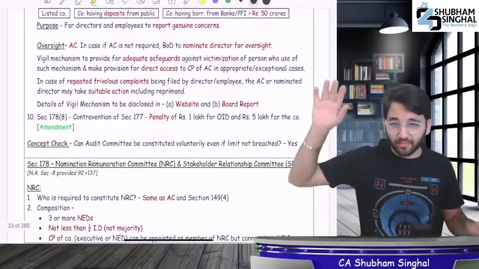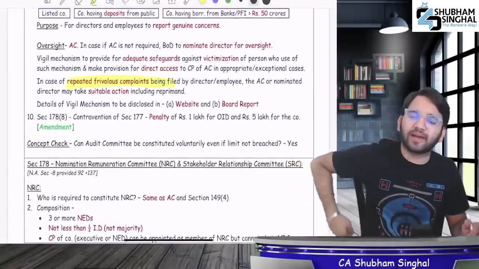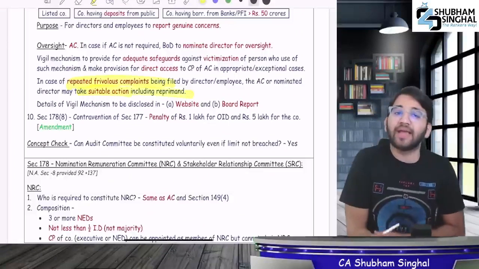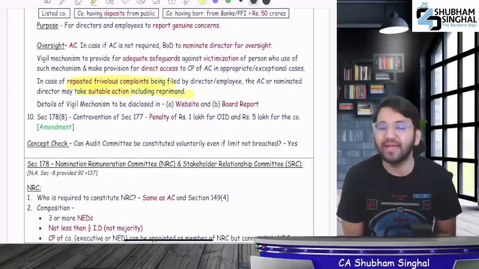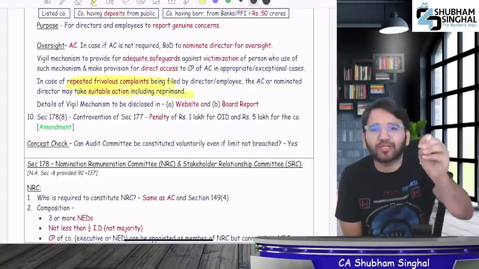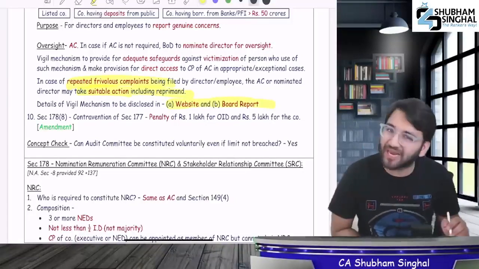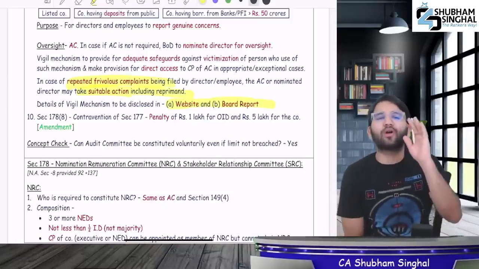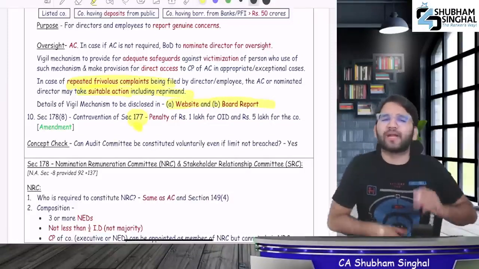Next, if someone is making repeated frivolous complaints, meaning he is making false complaints repeatedly, action can be taken against him, including reprimand, calling him for questioning. These kinds of things can be done. Now listen, whatever vigil mechanism and process you have created should be put on your website and also included in the board's report. And last, if there's contravention of section 177, there's a penalty.